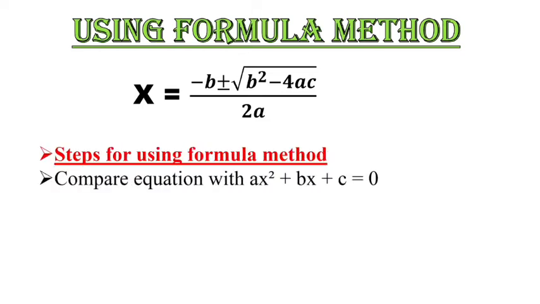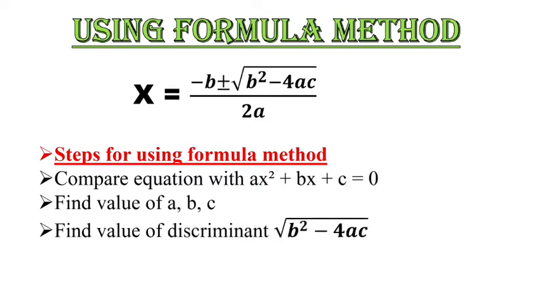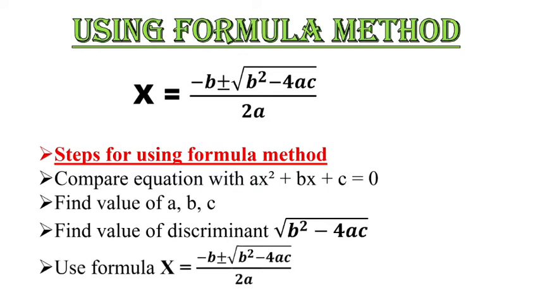First of all, we have to compare the equation with ax square plus bx plus c equal to 0. From this comparison, we will get the values of a, b, c. After getting the values of a, b, c, next we have to find the value of the discriminant. The discriminant formula is b square minus 4ac. Here we will use the values of a, b, c. After this, we will use our formula: x, the variable of the given equation, equal to minus b plus minus under root b square minus 4ac upon 2a.